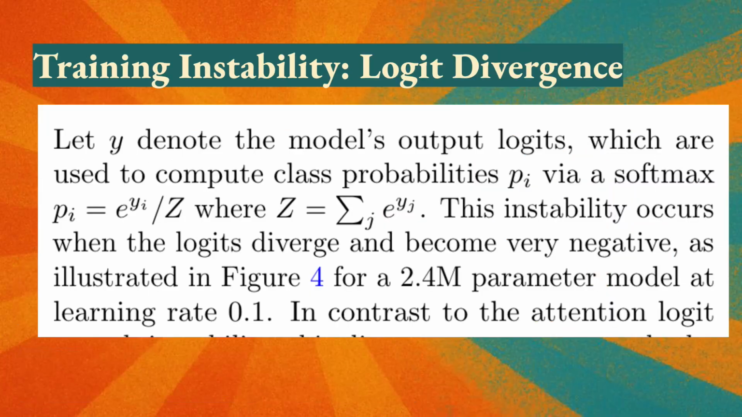Okay, so that was the first instability. The second main instability is the output logit divergence. So let y denote the model's output logits, which are used to compute class probabilities p via softmax, where p equals e to the y over z, where z is the summation of the exponentiations. This instability occurs when the logits diverge and become very negative, as we're going to see in a second.